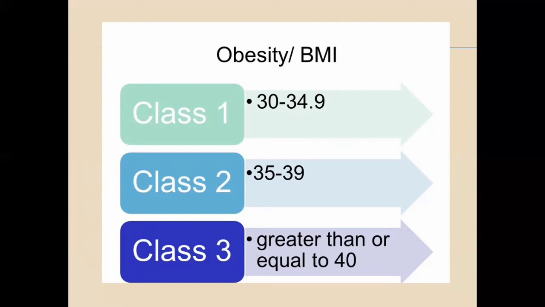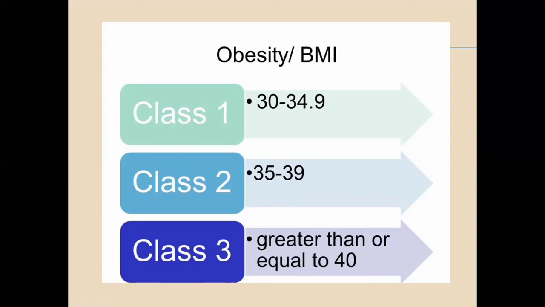There are different classes of obesity: class 1, class 2, and class 3. They are categorized on the basis of the measured value of the BMI. If the BMI is between 30 and 35, then it is class 1 obesity. If the BMI ranges from 35 to 39, then it is class 2 obesity. And if the BMI exceeds 40, then it is class 3 obesity.